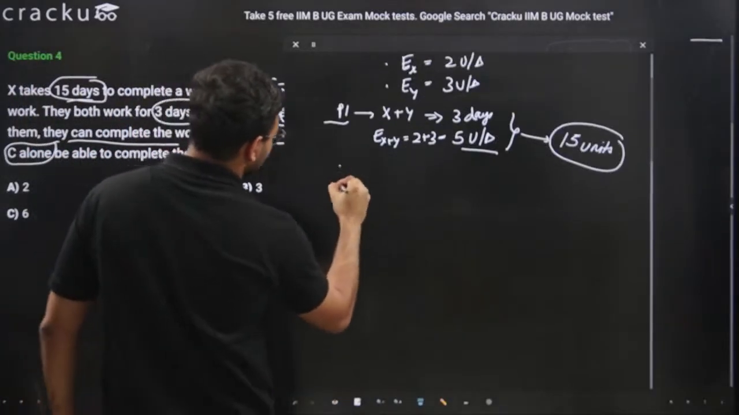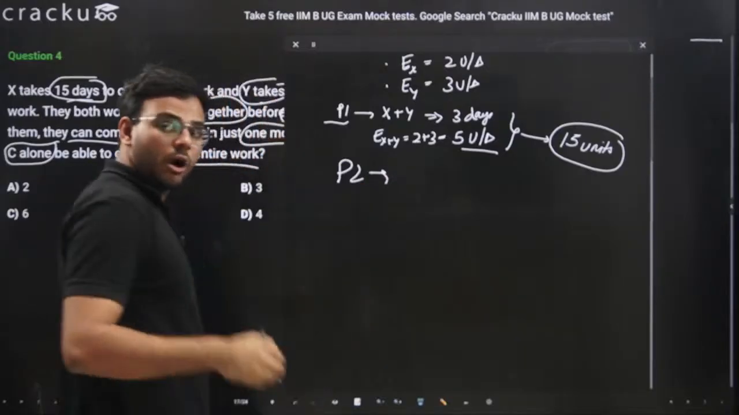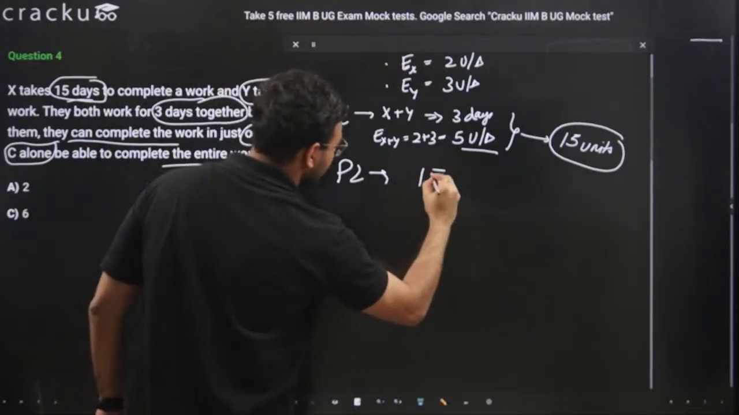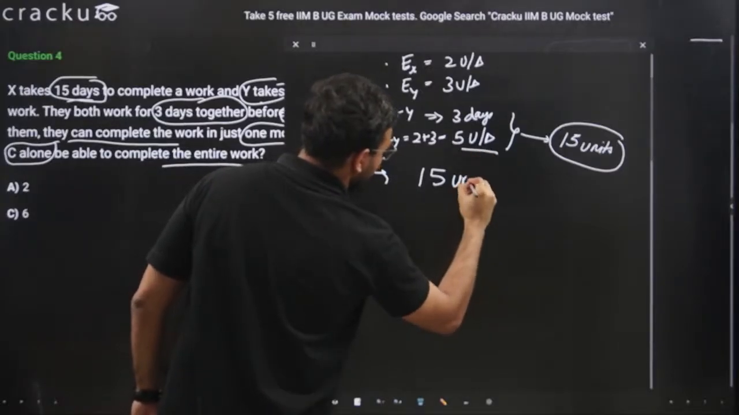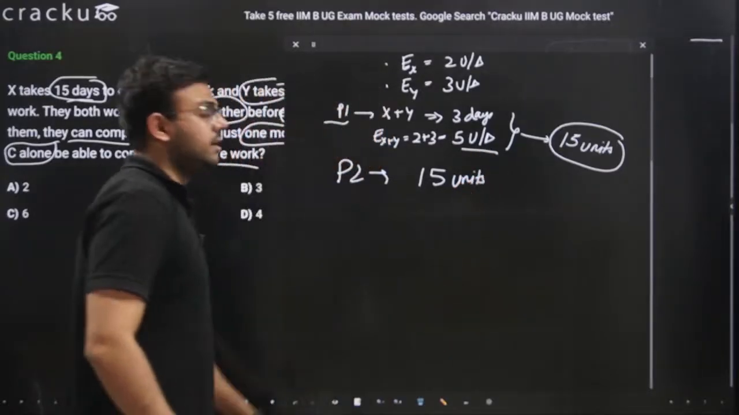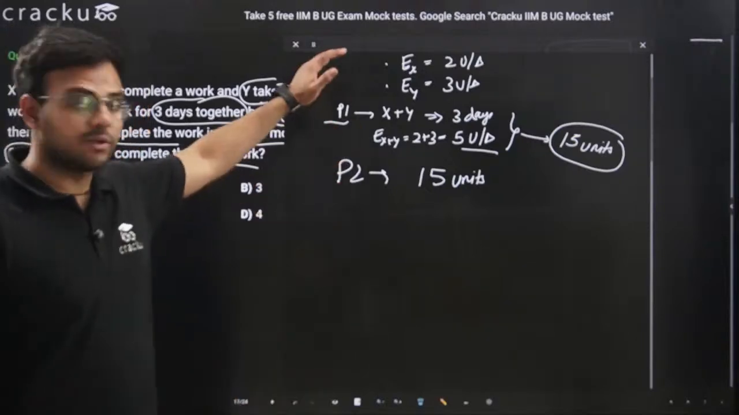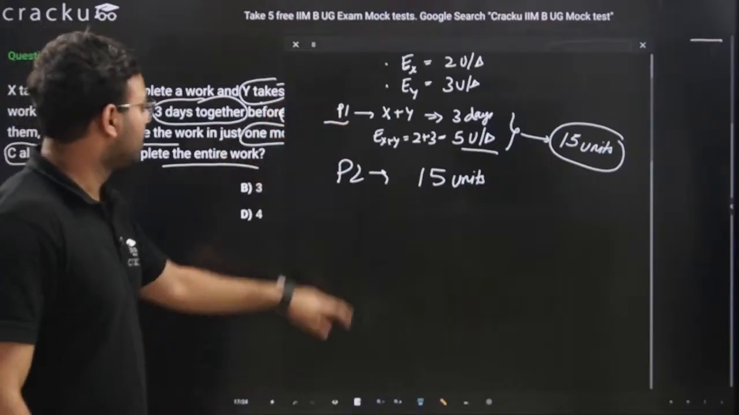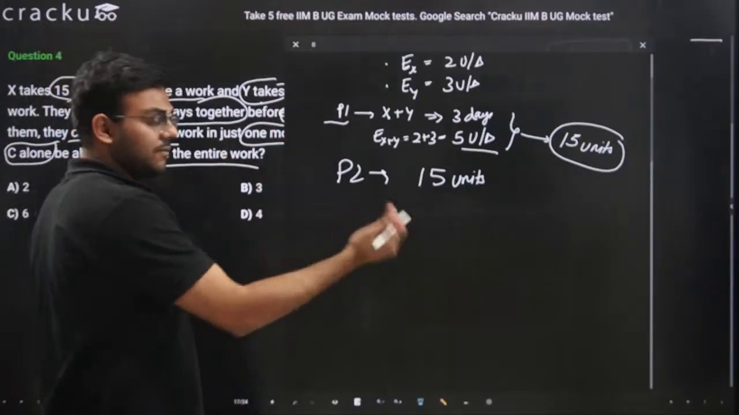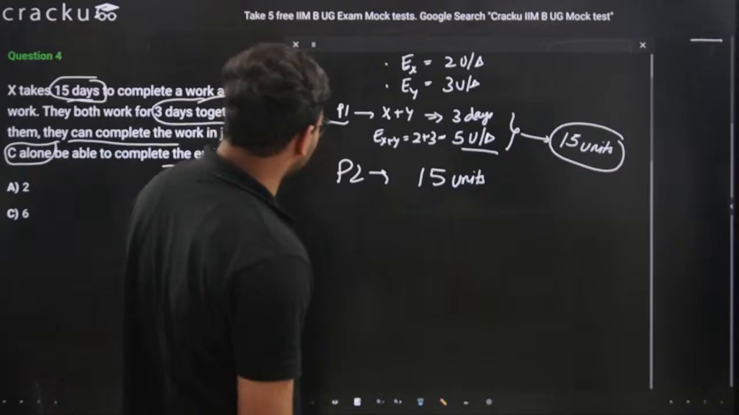So what is happening? For phase 2, how much work do we have to do? In phase 2, only 15 units of work needs to be done to complete the entire work. 30 was the entire work. Half, that is 15 units, is completed in the first phase. In the second phase, 15 units is the remaining work.